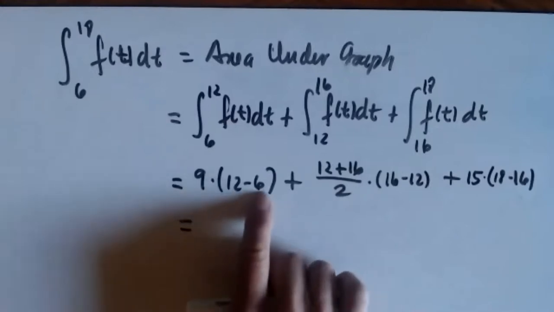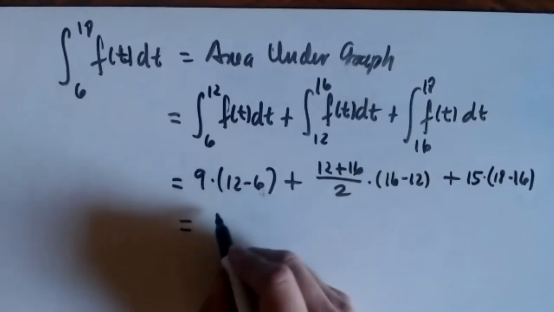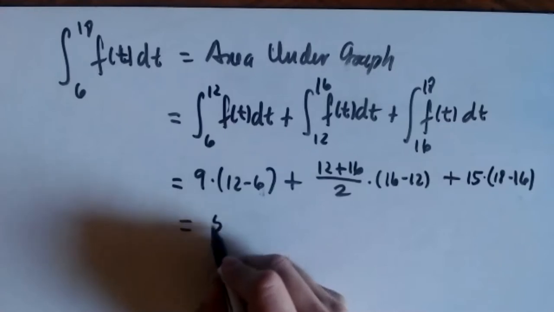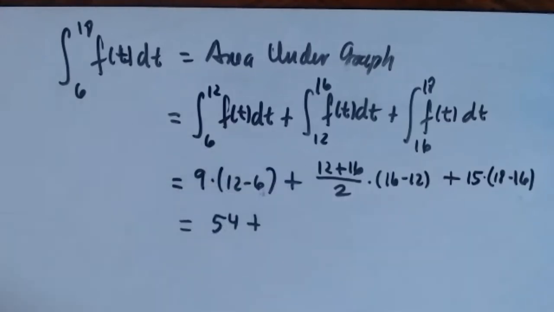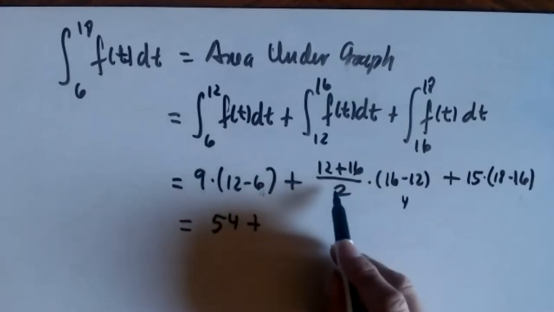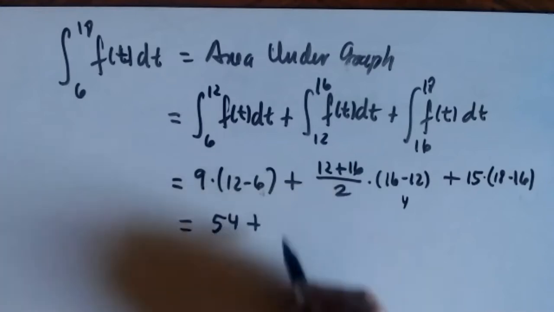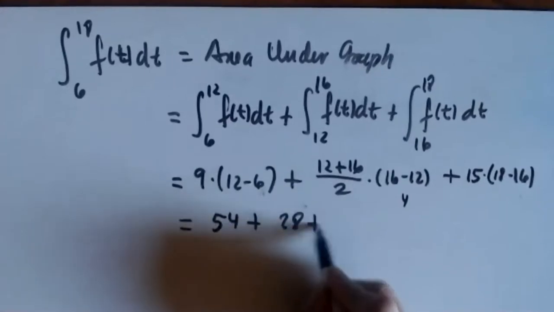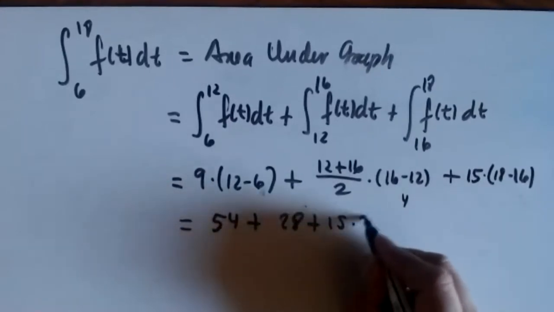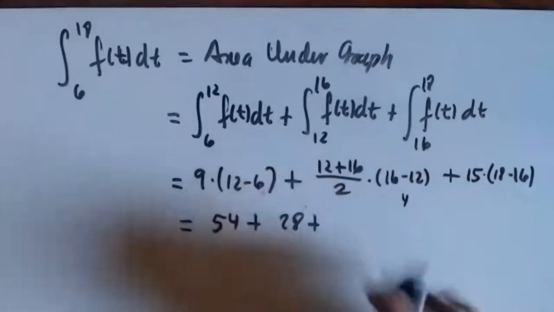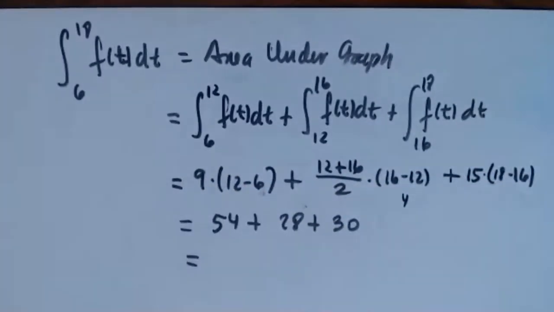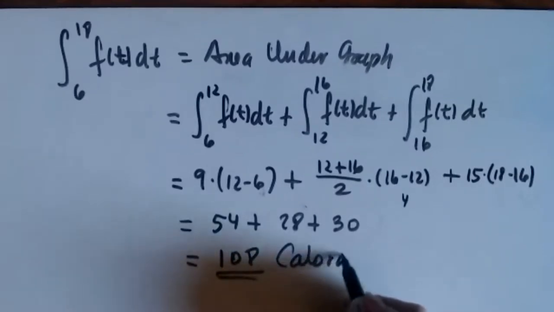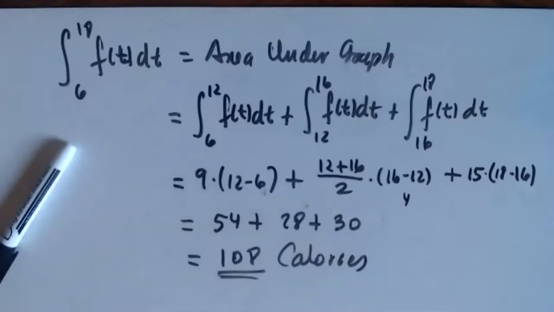Esto es 4, 12, 6 por 9, 54. Esto es 4, este es un 4. Y esto es 28, 14. Sí, 28, 14. 7 times 4, 28. Plus 15 times 2. That is 30. So you have how much? 108, correct? 108 calories. It's the same answer you got, right?